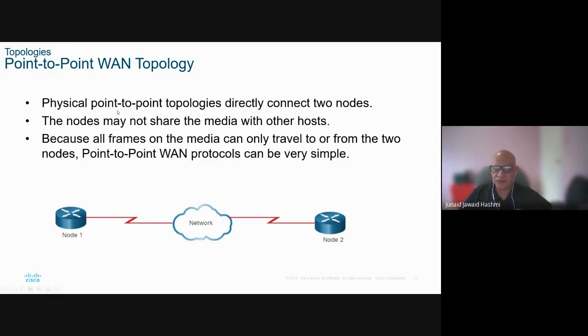So here, this is the physical point-to-point topology, directly connected nodes. Do you guys know what nodes mean? Any device is called a node. A computer can be called a node, a switch, a router. So that's the term that is being used. So here they're connected. Think of this as Montreal, and this is Toronto. This is the ISP's network, and they create a dedicated link for you to access between two devices.